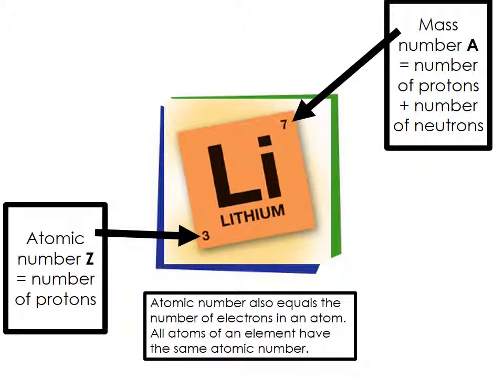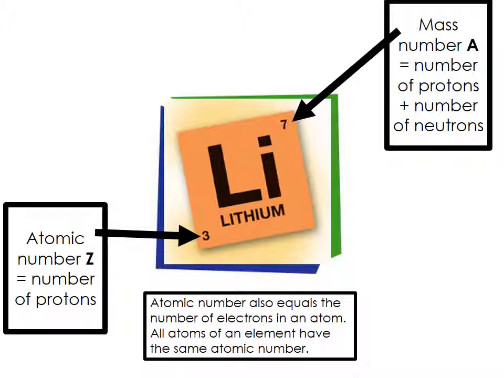The atomic number Z tells you the number of protons. In this case for lithium it's 3, so there are 3 protons in a lithium atom. If you look at any element in the periodic table, you will see the two numbers. The larger of the two numbers is the mass number A, and the smaller of the two numbers is the atomic number Z. The only exception to this is hydrogen, where both numbers equal 1.